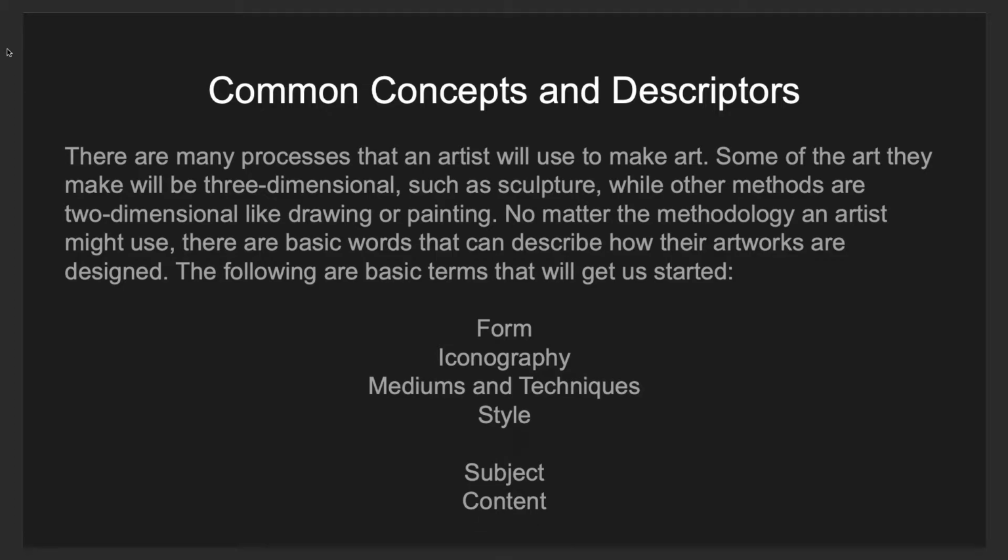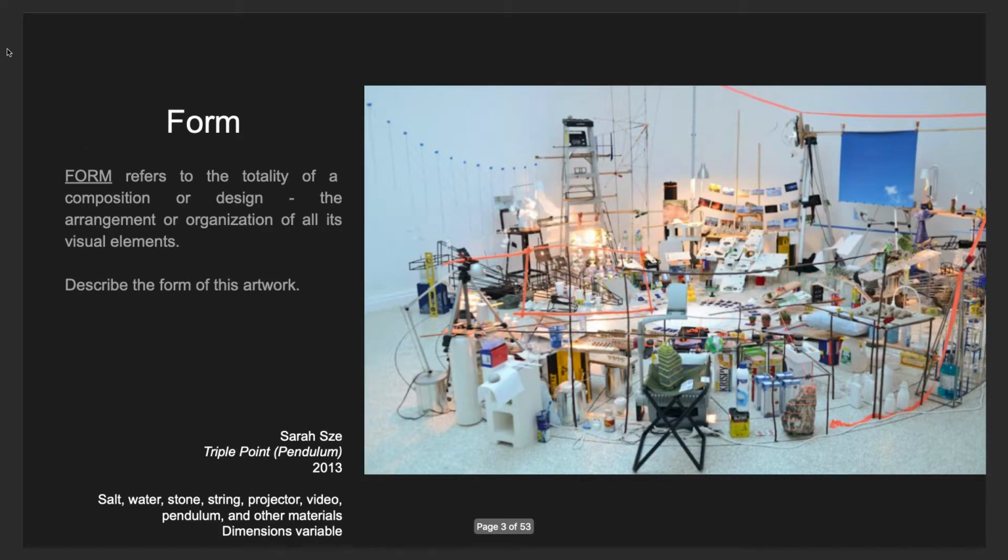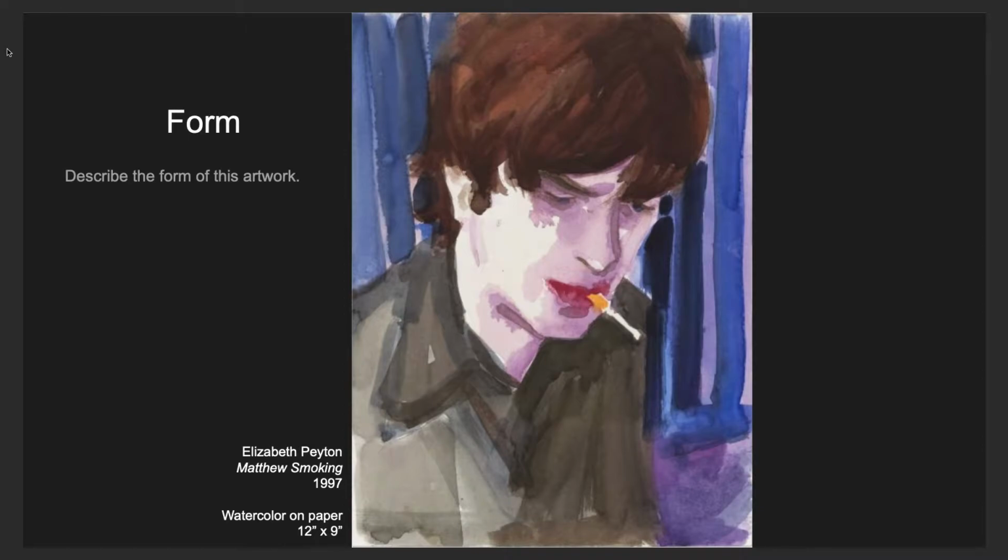We spoke about form, iconography, mediums and techniques, style, subject and content. The form refers to the totality of the composition or design, the arrangement or organization of all its visual elements. Remember this painting we talked about? Blue in the background, we have a figure in the front, we've got splotches of color in certain ways. So form is how the painting is organized, what we see, sort of objects that we recognize, and that's it.